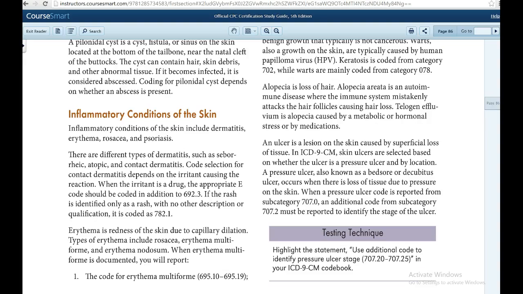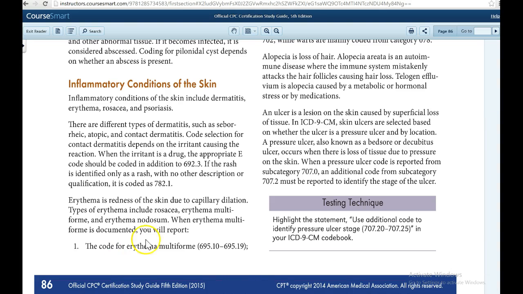You have other inflammatory conditions of the skin, such as erythema. Erythema is a redness of the skin due to capillary dilatation. There are types of erythema, which include rosacea, erythema multiforme, and erythema nodosum. If erythema multiforme is documented, you will report the code for erythema multiforme, and those are the code ranges right there.